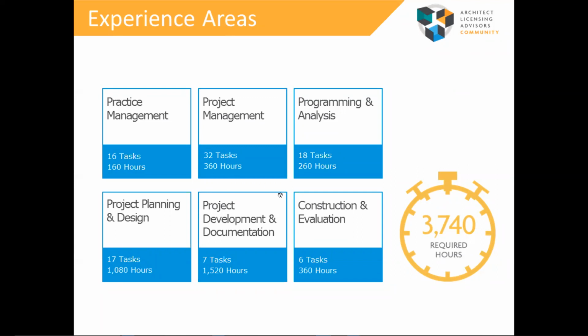I'm happy to share this presentation again. There are 16 tasks under the first division, 32 under project management, and so on. And the hours vary again from one division to another. The 3,740 hours is like the equivalent of 2 years and 2-3 months full time. So if you factor in the holidays and vacation time, you're probably looking at 2.5 to 3 years, around 2.5 years full time to meet all this.